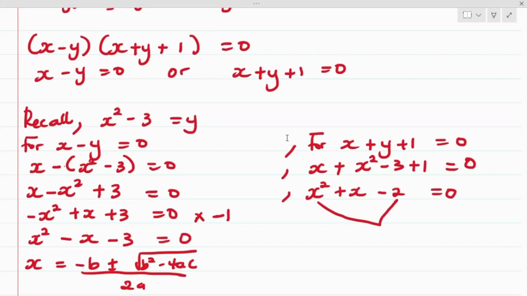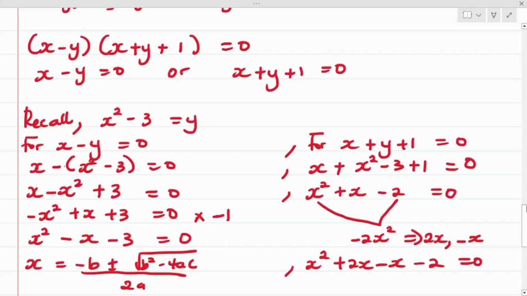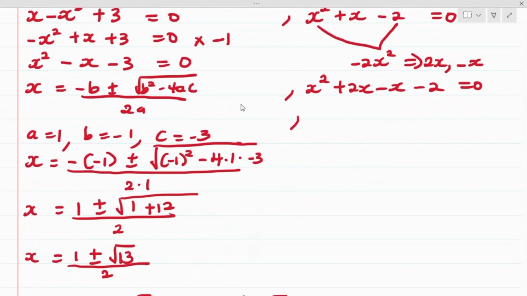If we take this and multiply, we have minus 2x squared. We need two numbers that when multiplied give us minus 2x squared, and when added give us plus x. The two numbers that come to mind are 2x and minus x. So we have x squared plus 2x minus x minus 2 equals 0. If we factor out x, we have x plus 2 left, minus, if you factor out 1, we have x plus 2 left, and this is equal to 0.